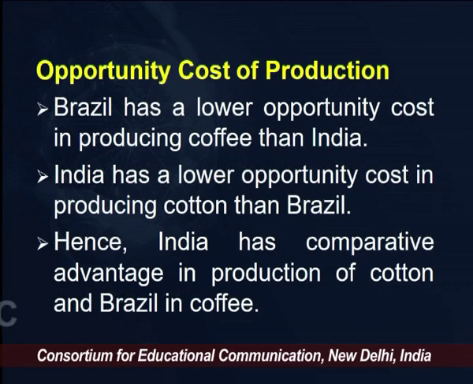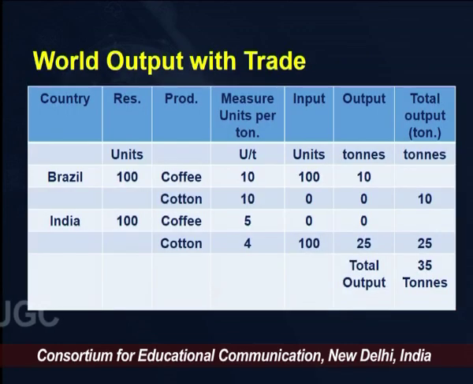India has a lower opportunity cost in producing cotton than Brazil. Hence India has comparative advantage in production of cotton and Brazil in coffee. Now if this is the situation, the whole of 100 units will be devoted by Brazil for the production of coffee, and hence the units required is 10 per ton. So, they can produce 10 tons of coffee and no cotton.